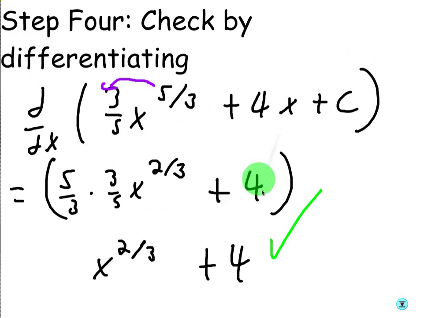Derivative of 4x is just 4. Derivative of c is 0. And now we can see we got what we started with. So it's just a cycle, basically. Again, it's kind of like the inverse of addition is subtraction. The inverse of the antiderivative is the derivative, right? The function that you started with.